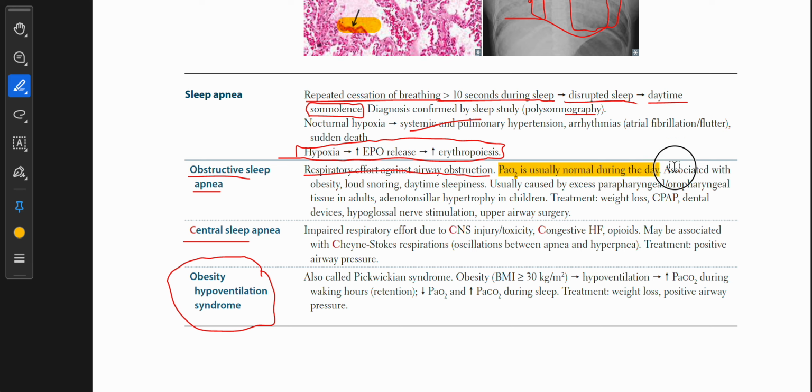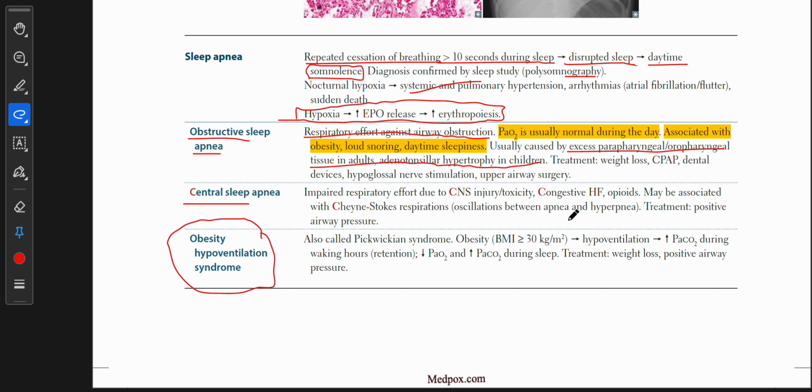It is associated with obesity, loud snoring, and daytime sleepiness, usually caused by excessive parapharyngeal or oropharyngeal tissue in adults, and also adenotonsillar hypertrophy in children. That is the main cause, right? We have to remember this: excess parapharyngeal and oropharyngeal tissue in adults and adenotonsillar hypertrophy in children. And the treatment should be weight loss, CPAP, dental devices, hypoglossal nerve stimulation, and also upper airway surgery. These all are the treatments.